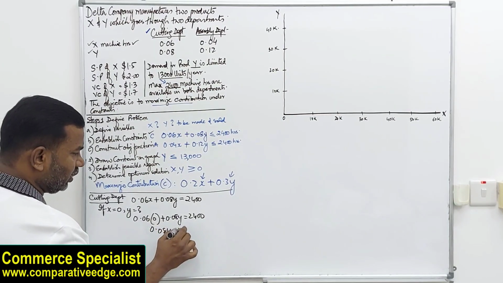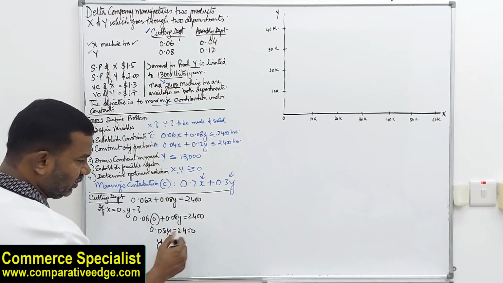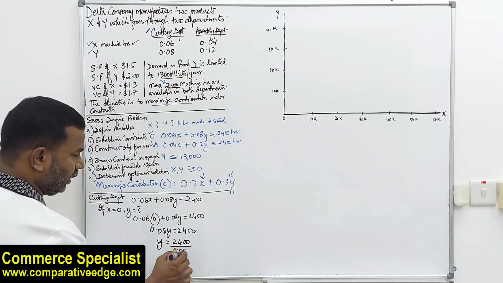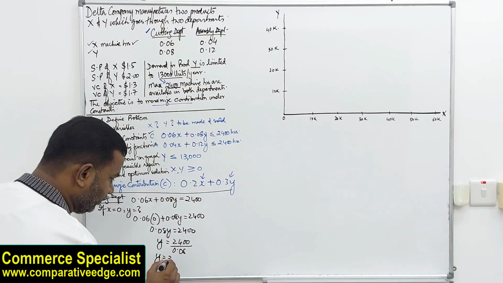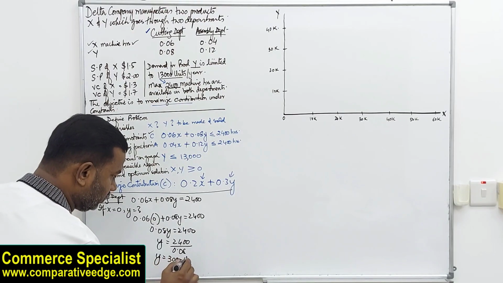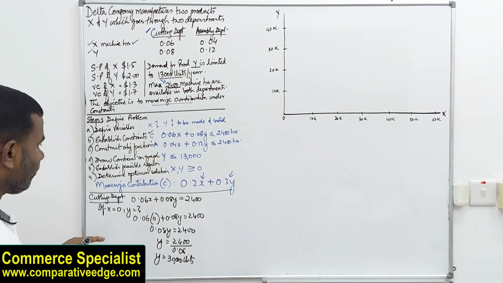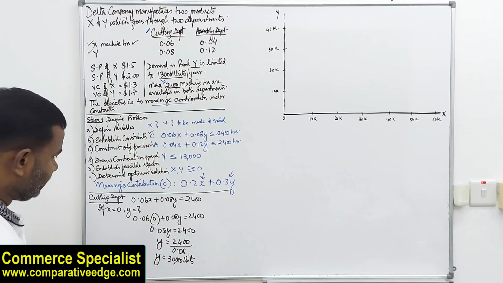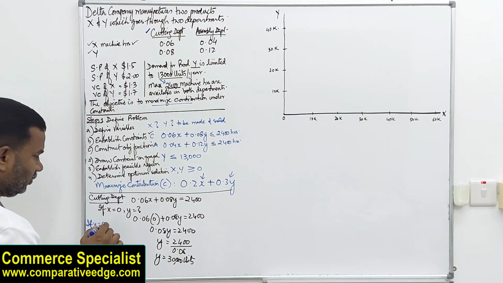I am left with 0.08y is equal to 2400, and y will be, 0.08 is multiplying, when it goes on the other side, it will divide. So 2400 divided by 0.08. So y will be 30,000 units. Likewise, if x is equal to 0, y is 30,000. And if y is equal to 0, how much will x be?